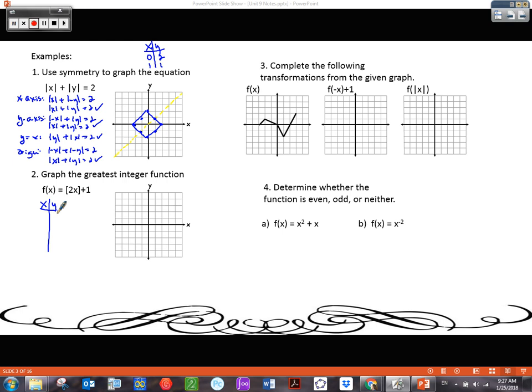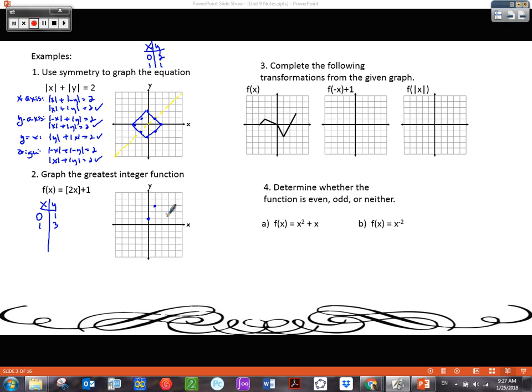Okay, so I would start with 0. 2 times 0 is 0. Greatest integer of 0 is 0. 0 plus 1 is 1, so I know that's a point. Then I would just put in a 1. 2 times 1 is 2. Greatest integer of 2 is 2. 2 plus 1 is 3. So I'd go here, plot that.